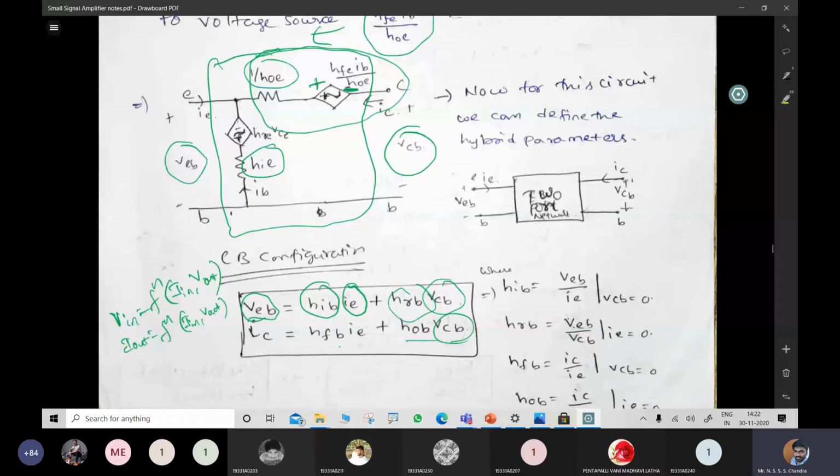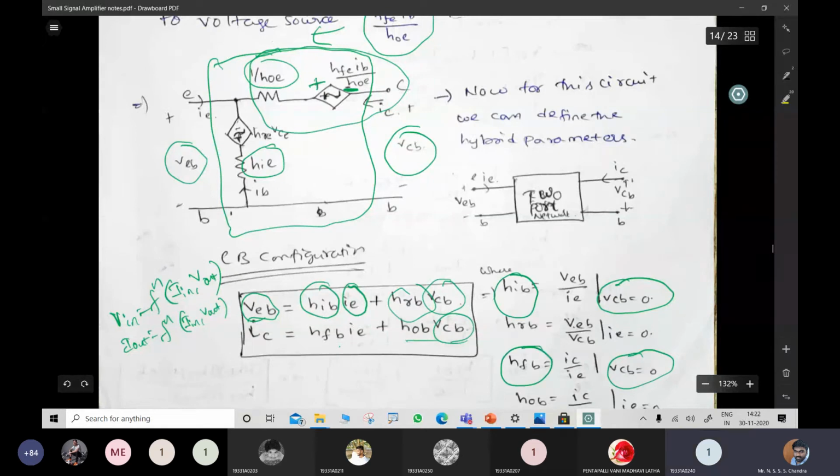So what we are going to do is, we are going to take the condition when VCB is equal to 0. When VCB equals 0, you will be getting two values, HIB value and HFB value. HIB is equal to VEB by IE, input voltage by input current. HFB value is current gain, output current by input current.